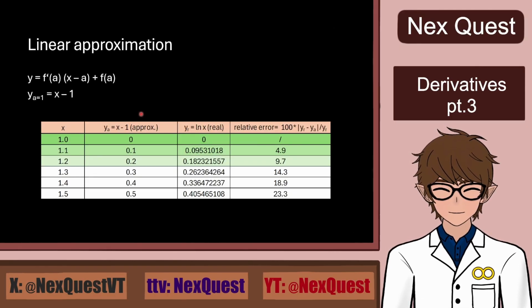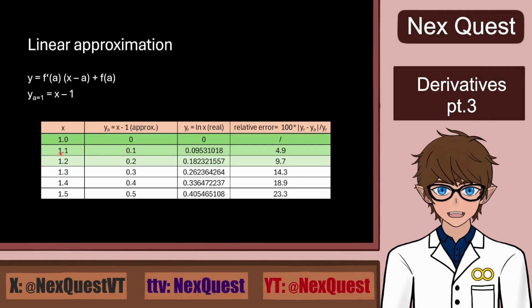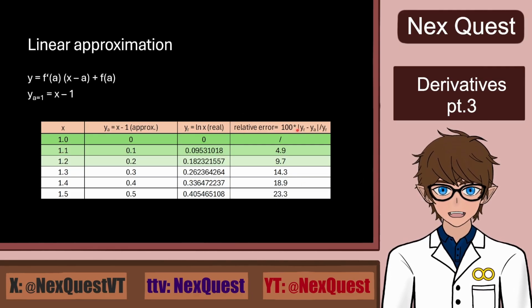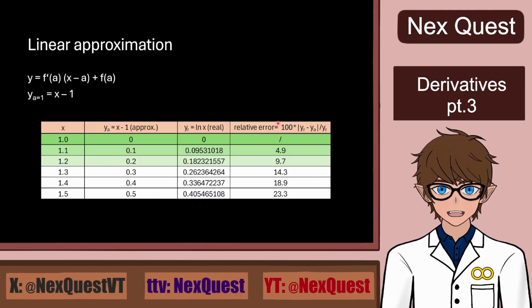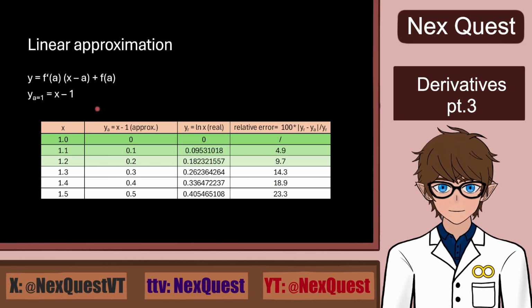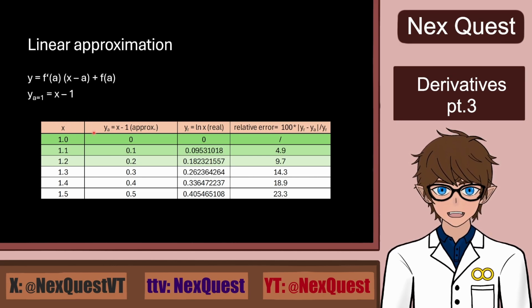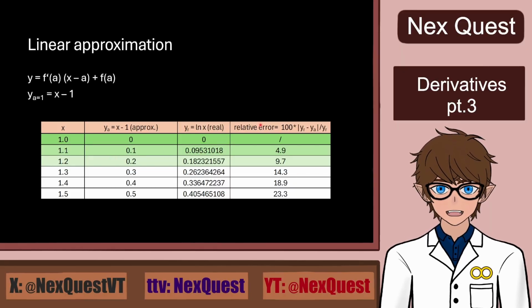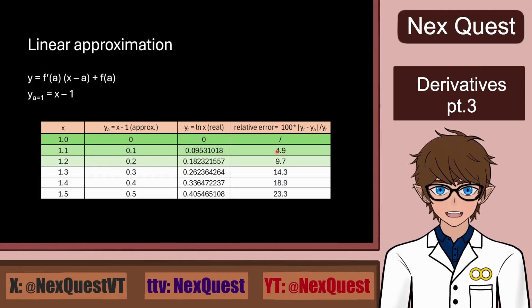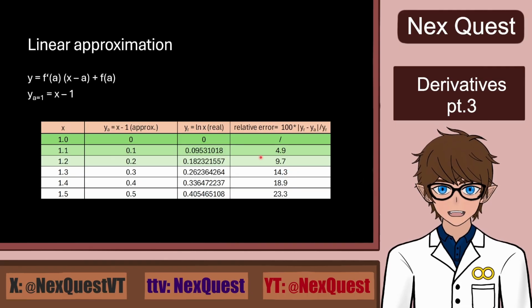I could have used values lower than 1, but it'll be easier to compare. I also added an extra column at the end with relative error, which of course we still remember the formula, but if we don't, I wrote it on the side just in case. The orange is for the markings: the x values column, the approximation column, the real value column, and the relative error column. This is in percentages, that's why the 100 is here. So this is all 4.9%, 9.7%, etc.